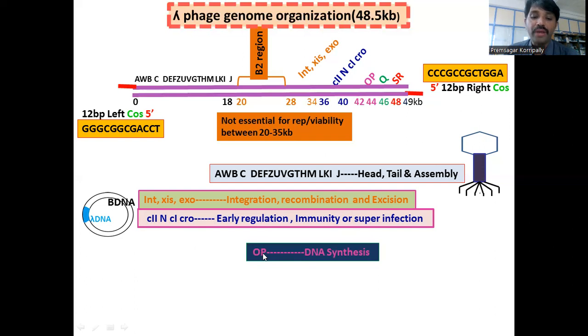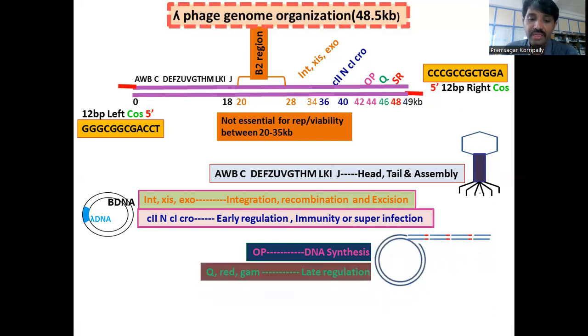Next, O and P. As I told you, they are involved in DNA synthesis or DNA replication. So O and P are the proteins which initiate DNA replication through the theta mode of replication. Theta mode of replication is a bidirectional replication. Then there are the genes Q, which is an anti-terminator, and red and gam.